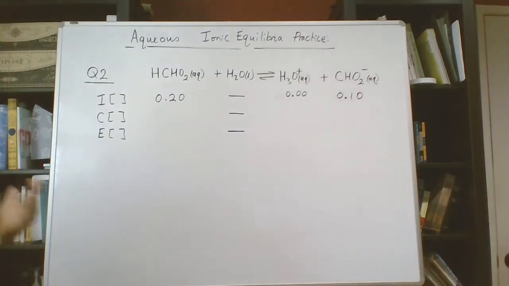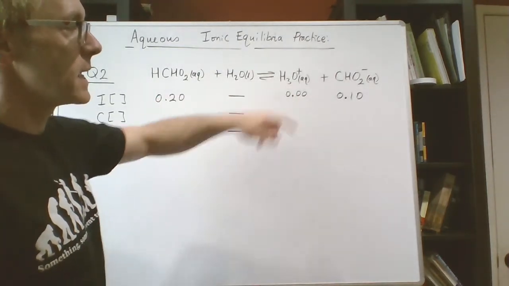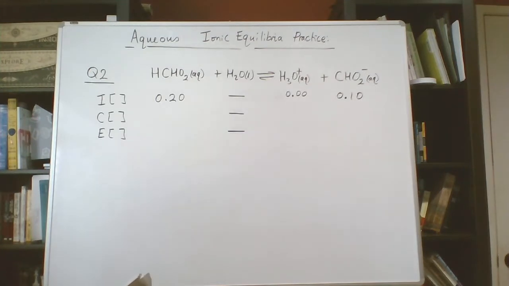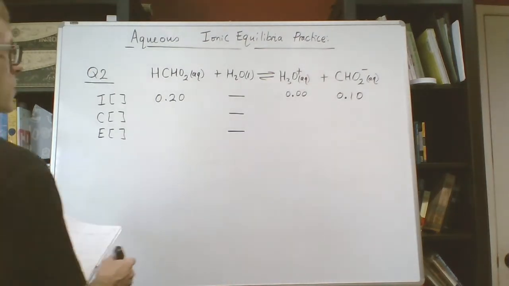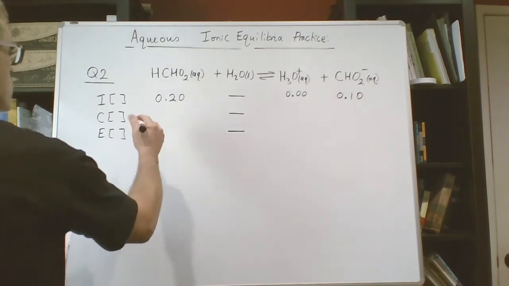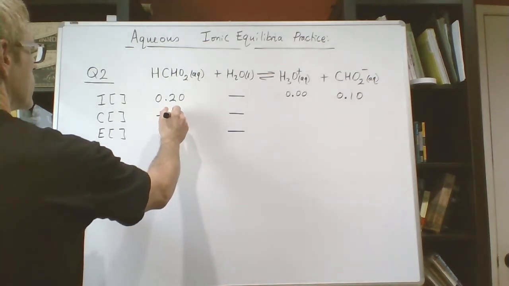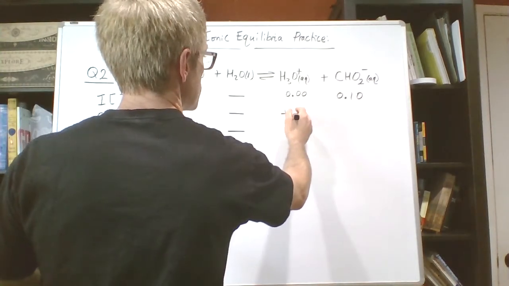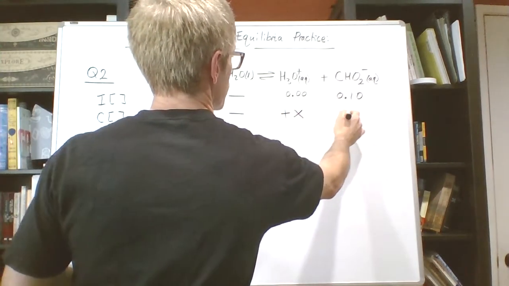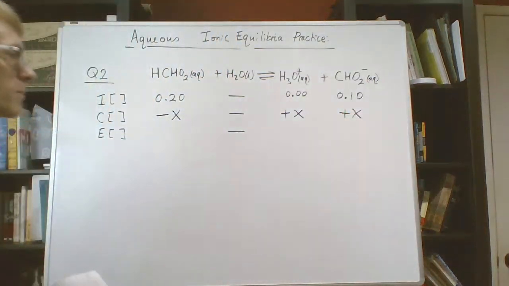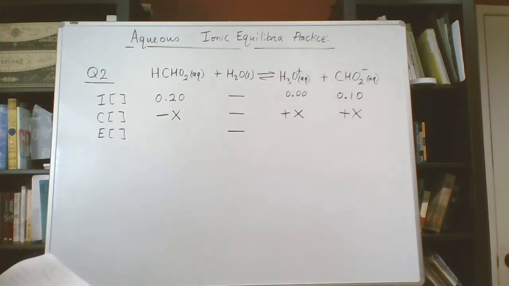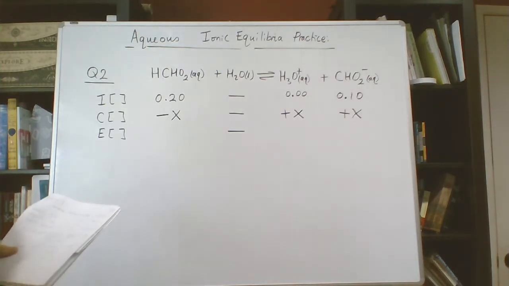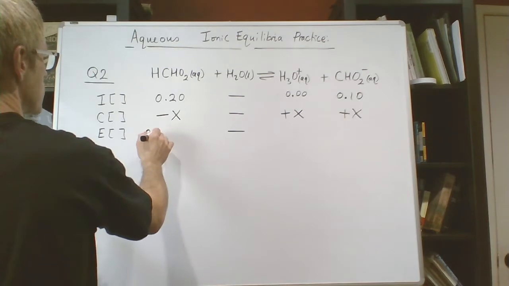And we know we're going to shift right because we have a 0 as a product concentration, and we have to shift towards a non-zero product concentration. So the shift is going to be to the right, so everything on the left decreases by an amount x, everything on the right increases by an amount x. And now we're going to combine the initial and change concentrations to give us the equilibrium concentrations.